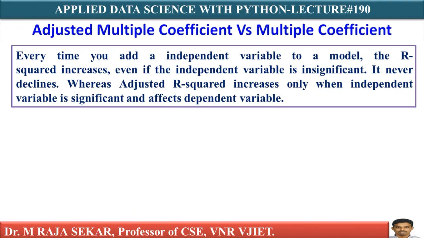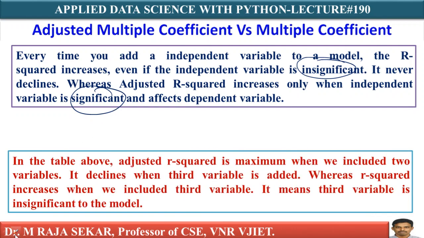Every time you add an independent variable to a model, the R squared increases. That's what we were discussing. Even if the independent variable is insignificant, the R square value will increase. It never declines. Whereas adjusted R squared increases only when the independent variable is significant and affects the dependent variable. This is important, that's what I discussed in my previous slide.